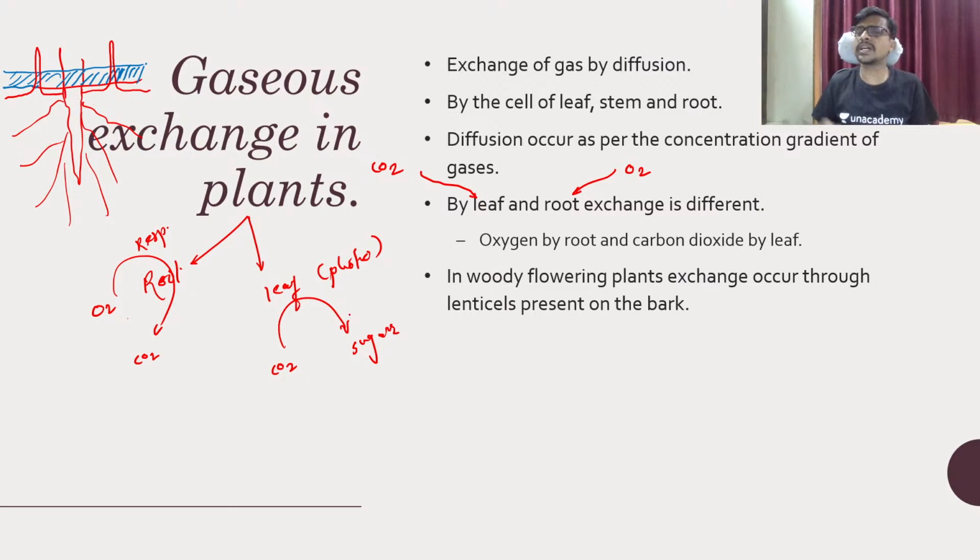So root requires oxygen and leaf requires carbon dioxide. In a woody flowering plant, exchange occurs through the lenticels present on the bark.